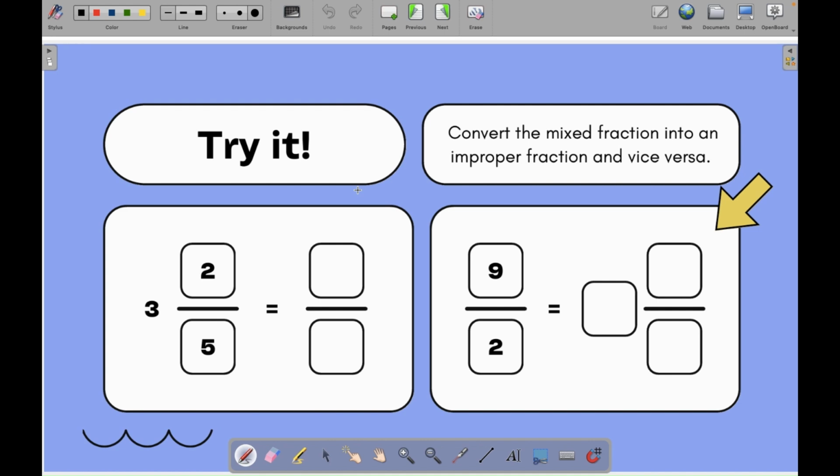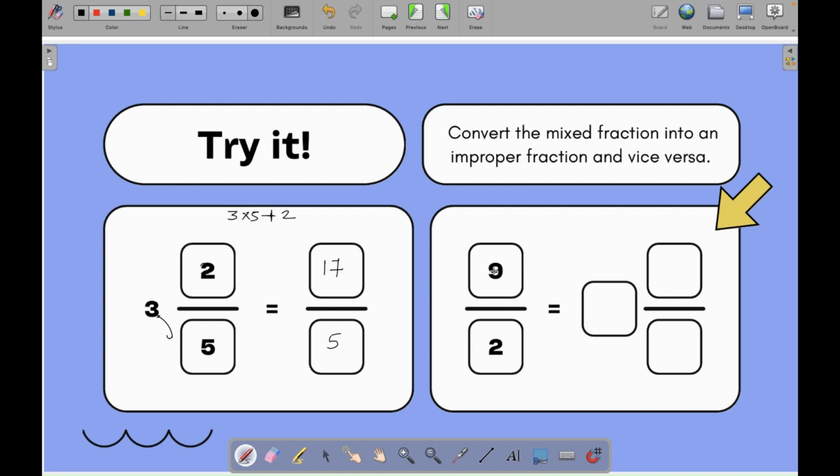Okay. So here again, what were these steps? The first step was to multiply the whole part with the denominator. So I'll do 3 times 5. So 3 times 5 is 15. Next step is add the numerator. So I'll do plus 2. So 3 5s are 15, plus 2 is 17. So 17 will come here and the denominator will be as it is. And this is an improper fraction, so I'll be able to convert this to a mixed fraction.